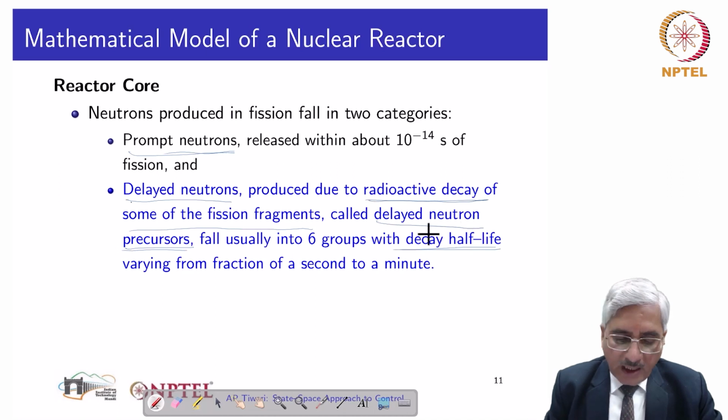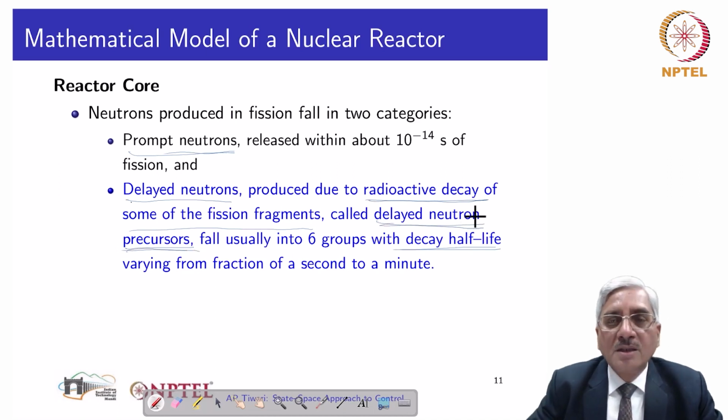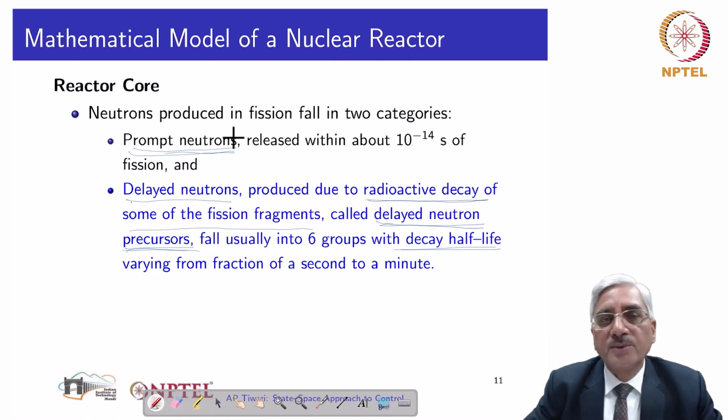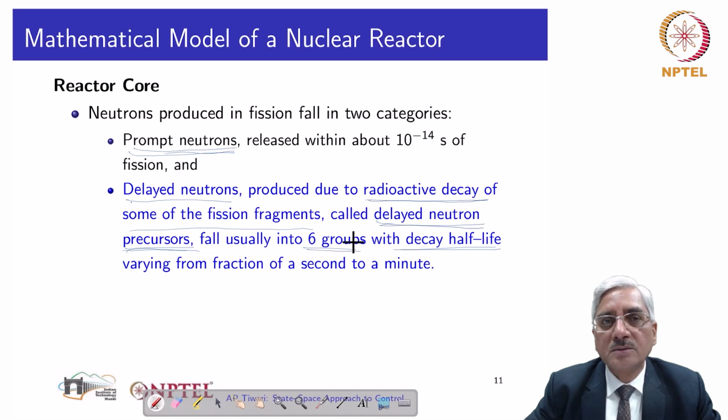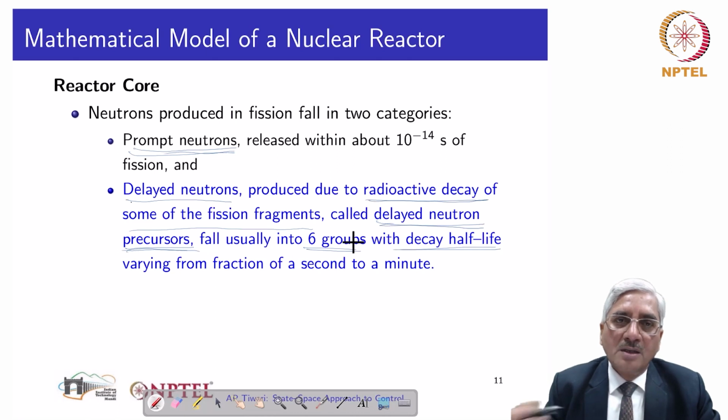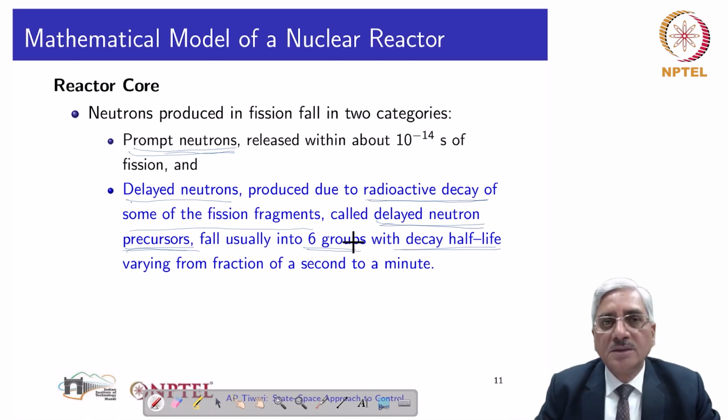Depending upon the half-life of the delayed neutron precursor, the delayed neutron will be produced a few milliseconds to up to 3 seconds later than the production of prompt neutrons. This happens usually in 6 groups. So there are 6 identified delayed neutron precursors. Some of them have a decay half-life of the order of a few milliseconds, a few tens of milliseconds, and some have a half-life of up to a minute or so.